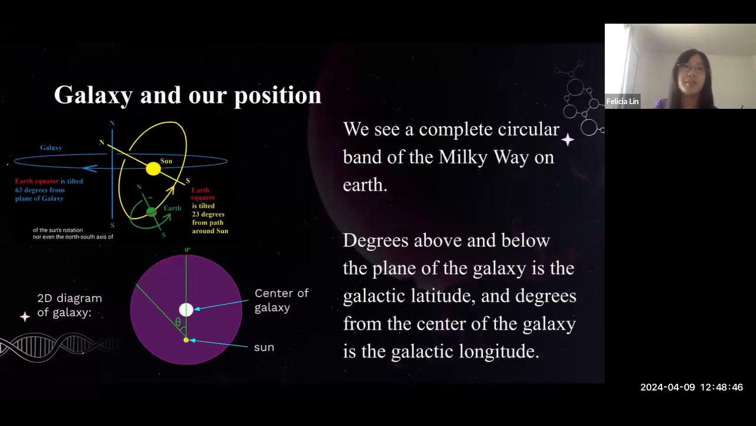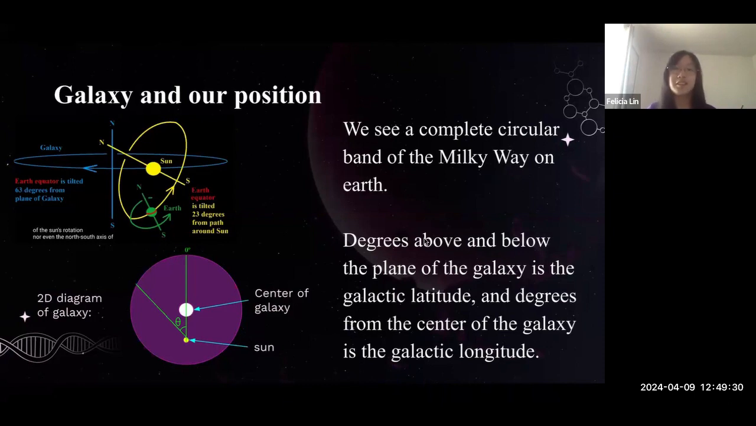Some background information on the galaxy and our position: we are two-thirds of the way from the galactic center, and the Earth orbits around the sun at a 60 degree angle from the plane of the galaxy. So we see the Milky Way as a circular band around the Earth, but we may not always be able to see every longitudinal degree of the galaxy for different seasons and different hemispheres.